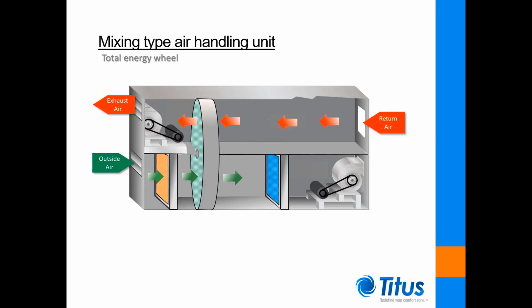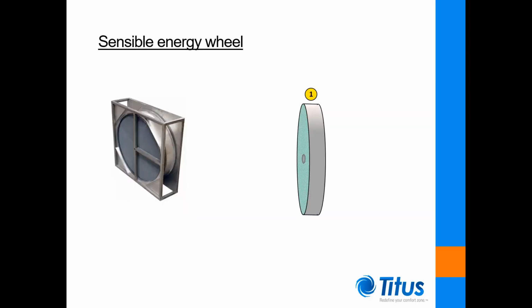Now let's look at the individual psychrometric processes that occur within the air handling unit. Our first psychrometric process occurs within the heat recovery wheel. Energy wheels may be designed to transfer sensible heat only, or both sensible and latent heat. First, let's look at a sensible heat recovery wheel.